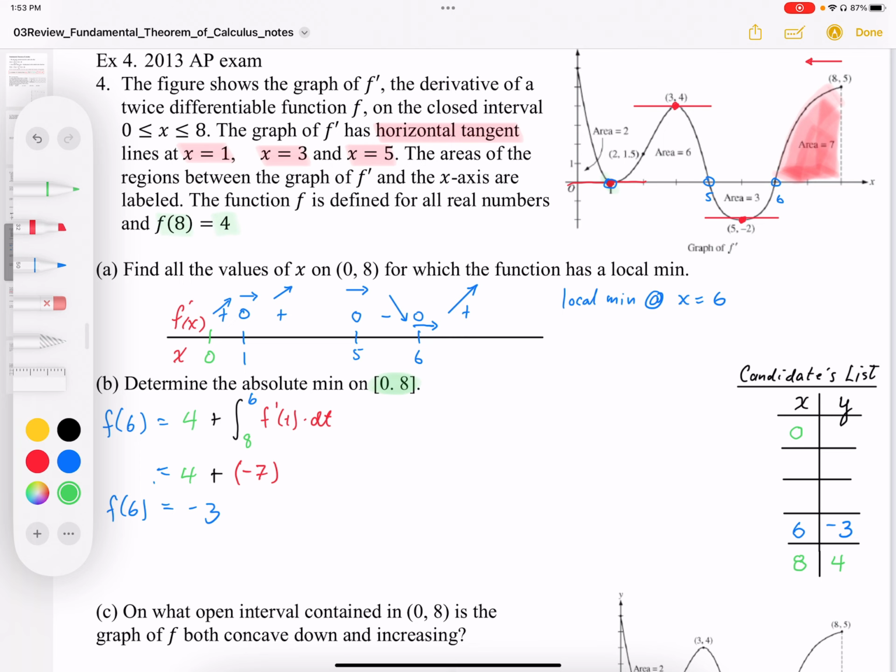The other point I have to consider is f of 0. So f of 0 is going to be equal to the starting point of 4 at x equals 8. Okay, so that's my starting point. I'm going to start from the right edge here at 8, and I'm going to integrate backwards all the way to 0.